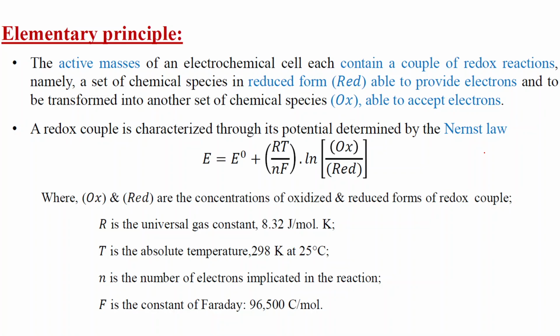Coming on to the elementary principle of a battery. The active mass of an electrochemical cell contains a couple of redox reactions. A redox reaction takes place at both electrodes, namely a set of chemical species in the reduced form, denoted by Red, able to provide electrons and be transformed into another set of chemical species, OX, which accepts electrons. So at one electrode reduction takes place, and at the other electrode oxidation takes place.